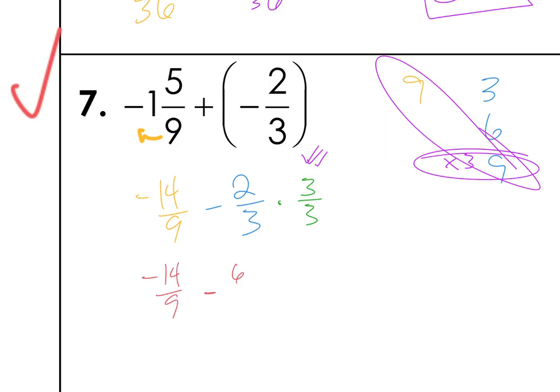-14/9 minus 6/9 is -20/9, which is -2 and 2/9.